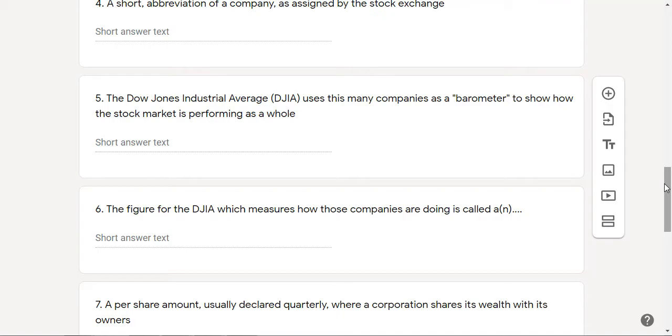Number 5, the Dow Jones Industrial Average uses this many companies as a barometer to show how the stock market is performing as a whole. We've talked a lot about this so far. If you go up to your window in your browser and type in DJIA, it'll tell you what the Dow Jones has done today. But it is a weighted average or a barometer of how 30 companies are doing at one point.